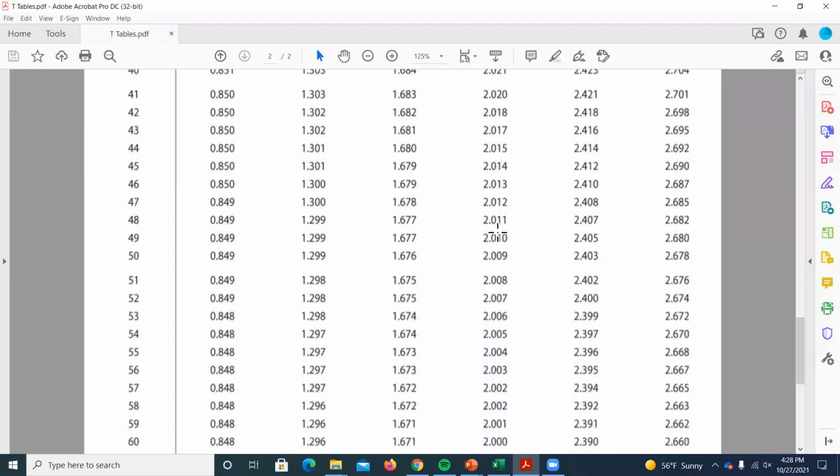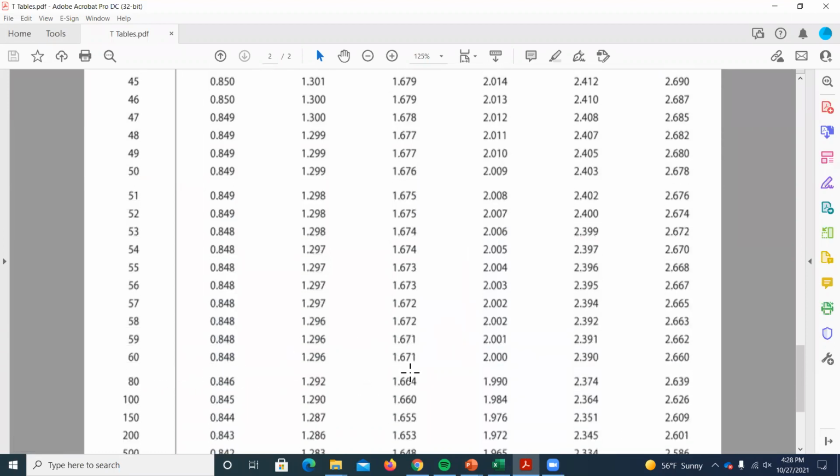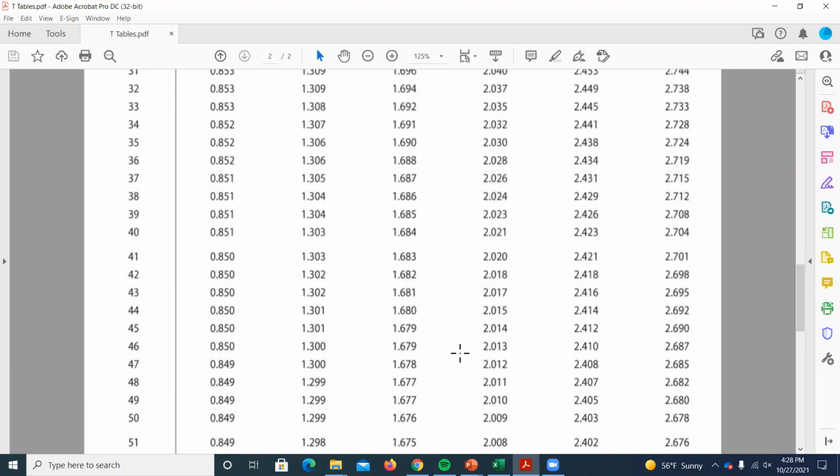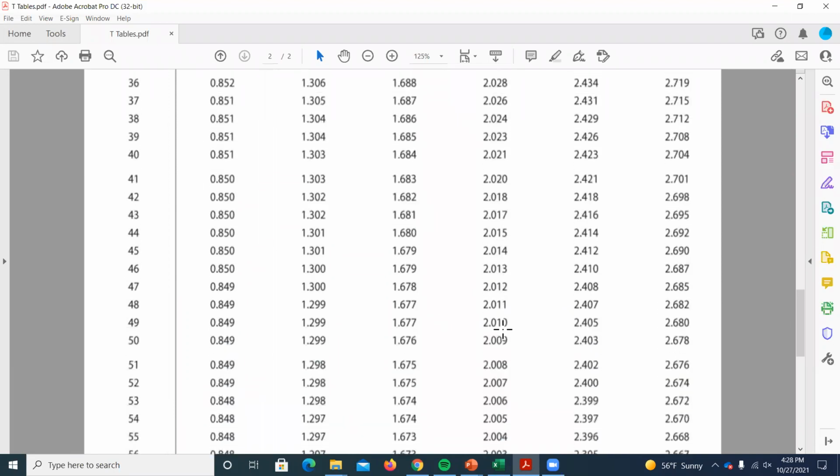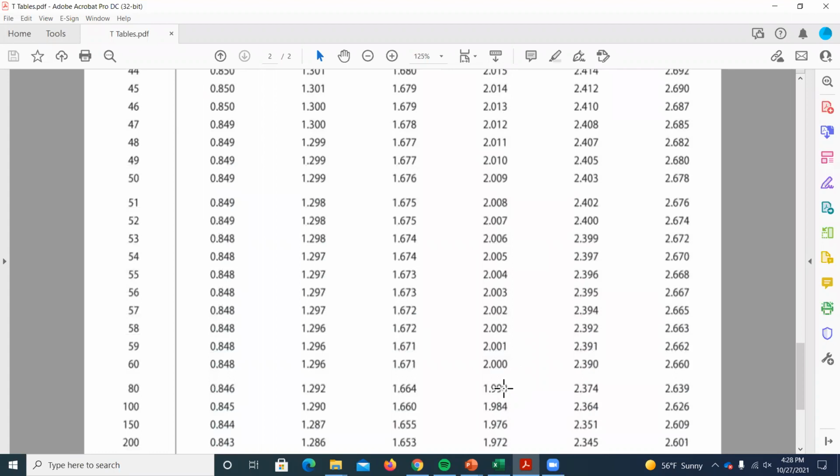I scroll down here to my degrees of freedom of 80. 1.66. Oh no, I think I jumped columns. Did I? Yeah. So here's the column I want. Degrees of freedom of 80, 1.99. So now that I've got that t-value, I plug that in as 1.99. And now it's just a matter of getting this entered into my calculator to find my upper and lower bound.